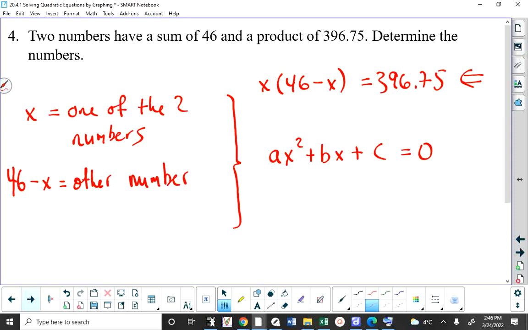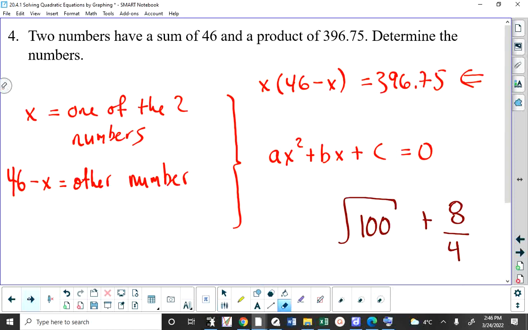I've mentioned this before. If you want to get 12 donuts, you don't walk into Tim Hortons and say, get me root 100 plus 8 over 4 donuts. You say 12, because 12 is simpler. By the way, I hope the square root of 100 plus 8 over 4 is 12. It is, okay. You want to simplify things first, always. Or you could go in and do that and then just get a blank stare. That's up to you. How do I simplify x times 46 minus x?